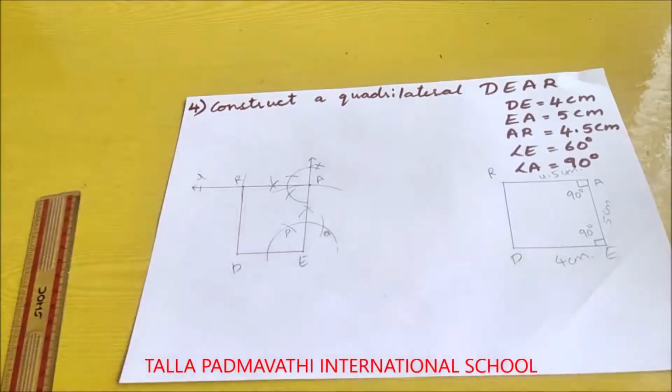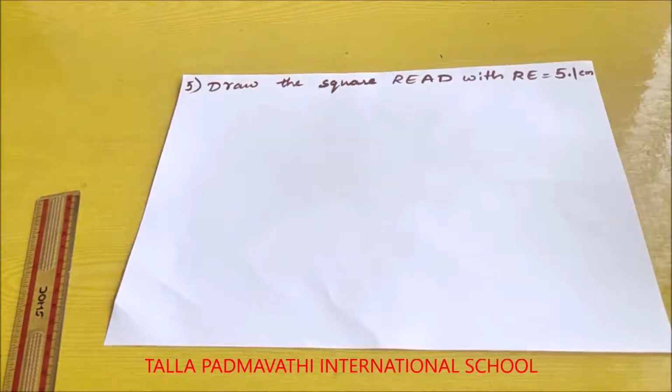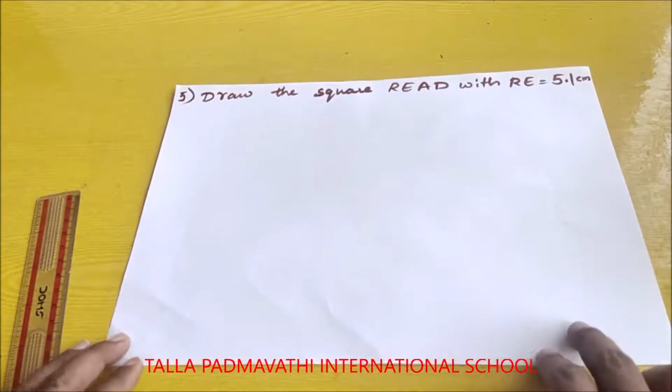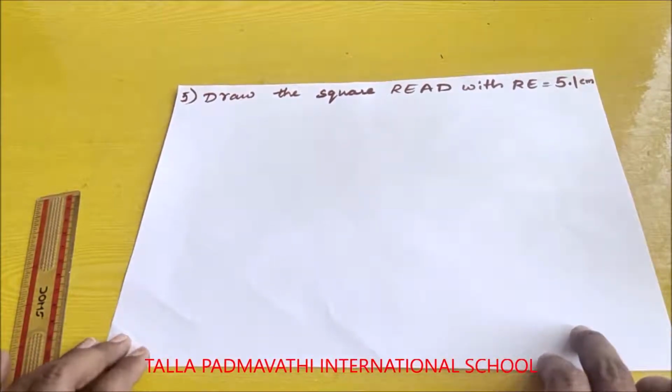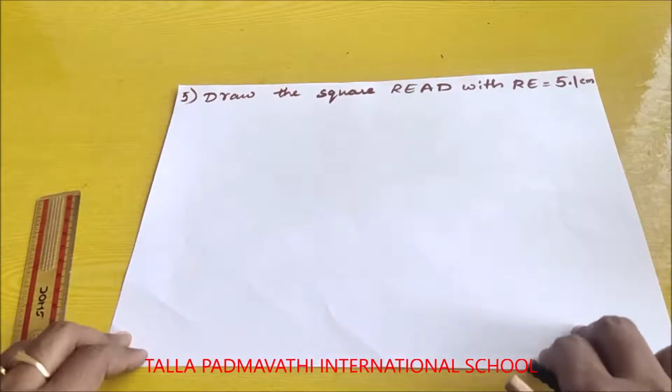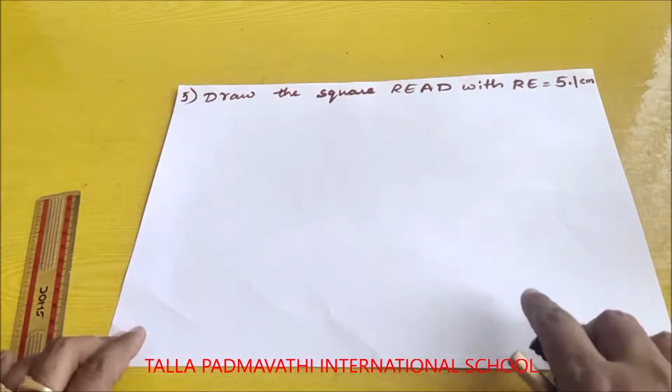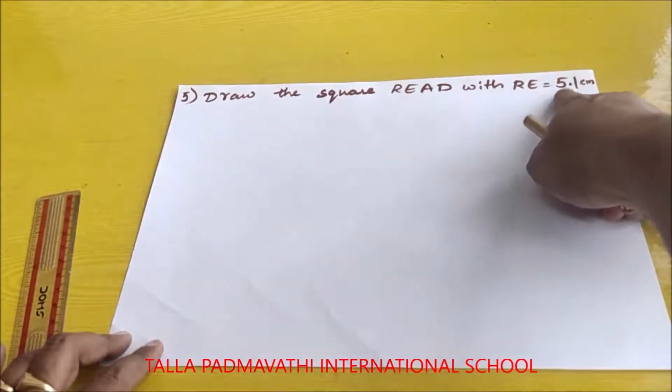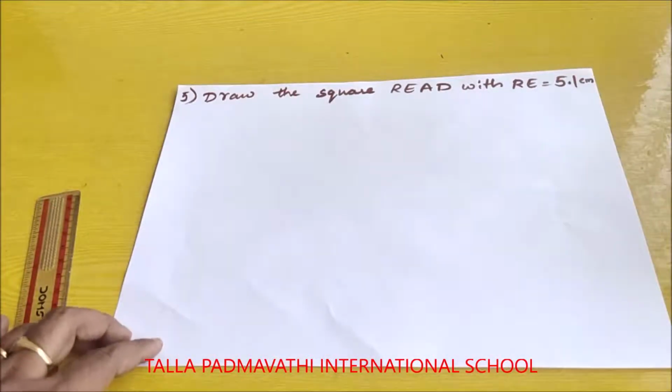Children, you got a quadrilateral DEAR, that is dear, when 3 adjacent sides and 2 included angles are given. So children, this is the last one. When other special properties are known. So children, here the fifth one is draw the square READ, that is read, with RE as 5.1 centimeters. So if you have observed here, they have given only one side children, that is 5.1 centimeters.